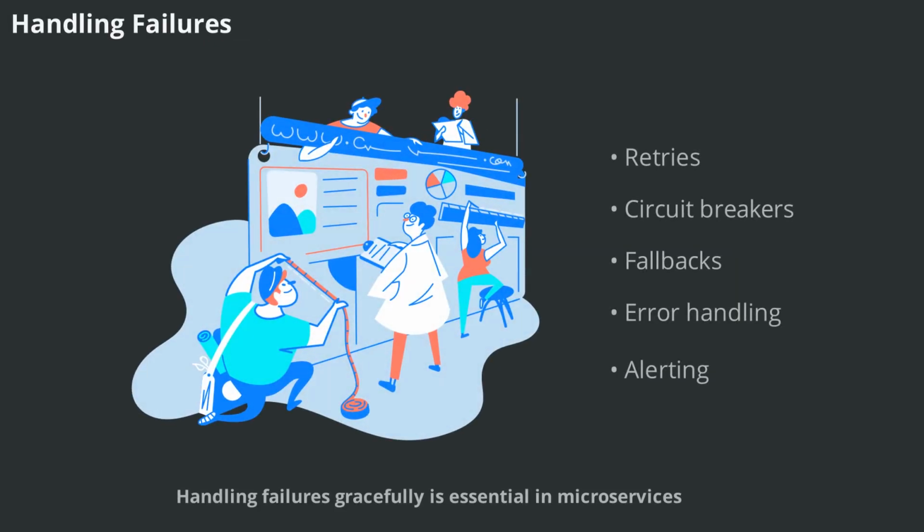Handling failures gracefully is essential in microservices. You'll need to implement retries, circuit breakers, and fallback mechanisms. Interviewers may ask about your strategies for error handling, monitoring, and alerting. Demonstrating your ability to design resilient systems will show your readiness for production environments.